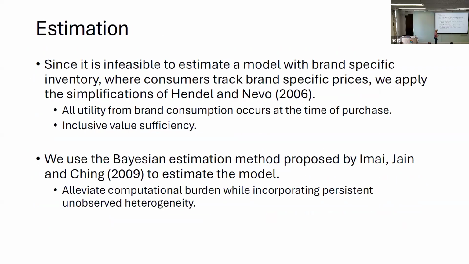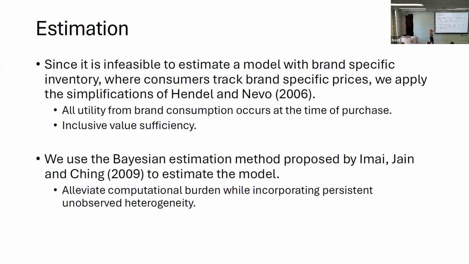So these are the nitty-gritty details that we have to assume when we execute this model. Let me see what else we have. We also make some assumptions similar to Hendel and Nevo, and that comes down to how do you handle different brand-specific preferences, and also how do you track the brand-specific prices. So we use the Hendel and Nevo inclusive value sufficiency approach to help us simplify the state space.